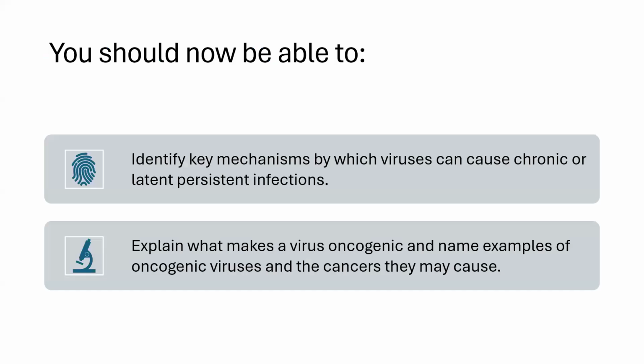All right, so with that, you should now be able to identify the key mechanisms by which viruses cause chronic and latent persistent infections, as well as explain what makes a virus oncogenic. And the second half of that, naming the different viruses and the cancers they cause, is something that I'm less interested in you specifically knowing.